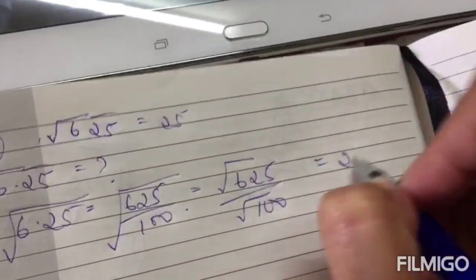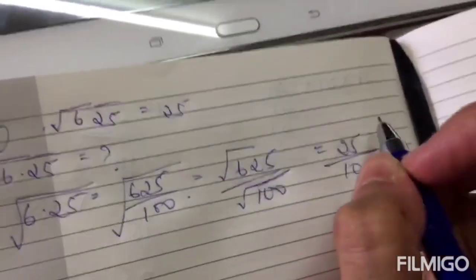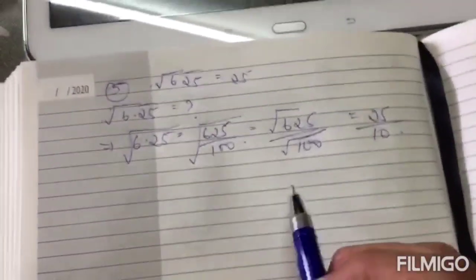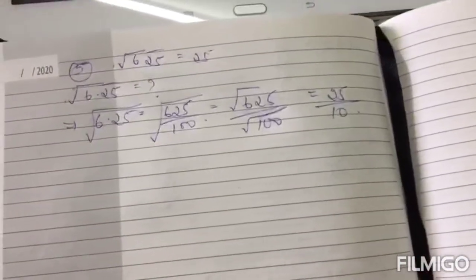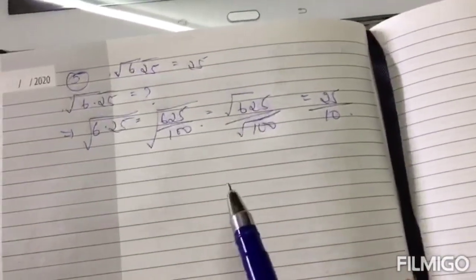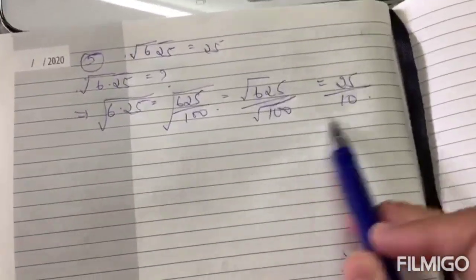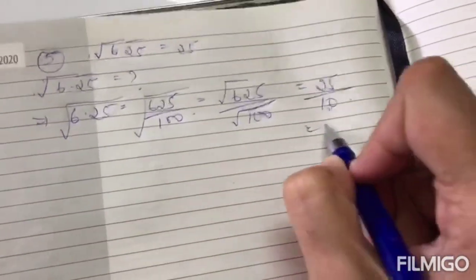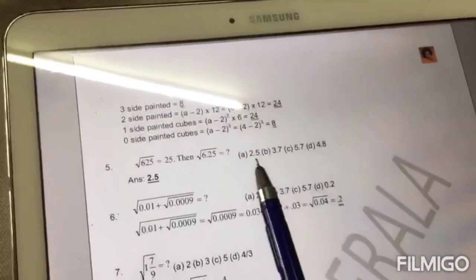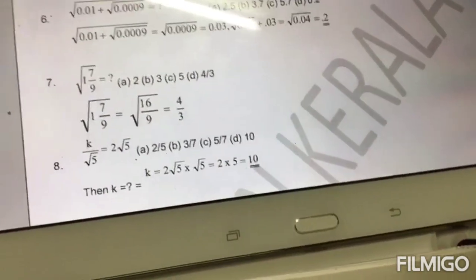Root of 625, they have already given us 25. What is square root of 100? It is 10. Remember, I told you last time to memorize the squares from numbers 1 to 25 at least, and also the cubes from 1 to 25 or 1 to 30, so that you can answer these kind of questions easily. So coming back to the question, it's 25 by 10, which is 2.5. Yes, this is a correct answer.